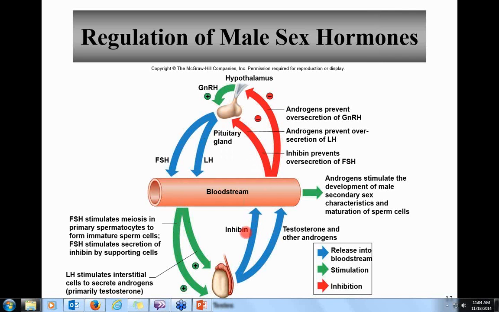Another hormone I didn't talk about was inhibin. Inhibin is also an androgen. Well, I'm sorry, it's also a sex hormone. And it kind of does what the name says. It inhibits. So it's going to inhibit both the hypothalamus and the pituitary gland. You're also going to find inhibin in females.